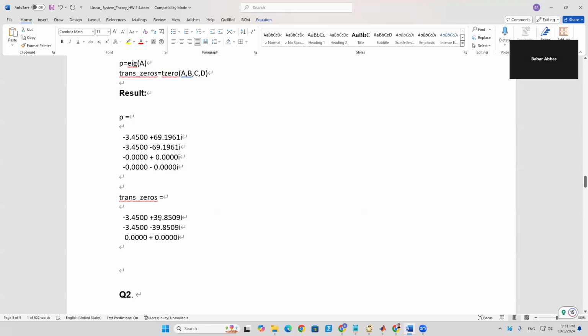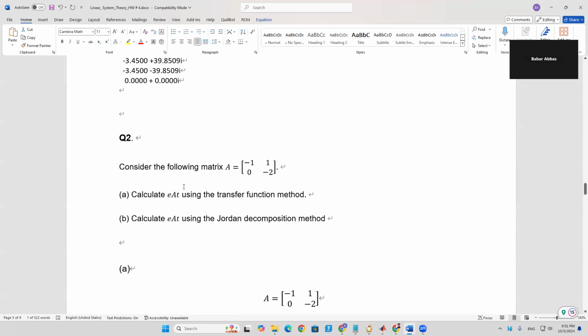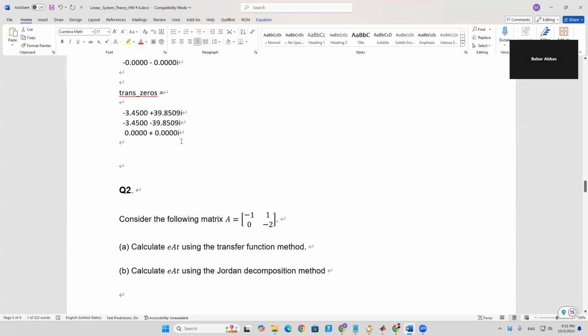And here these are the zeros, the position of the zeros. Now the zeros and poles are in the left half plane, which means the system is stable.